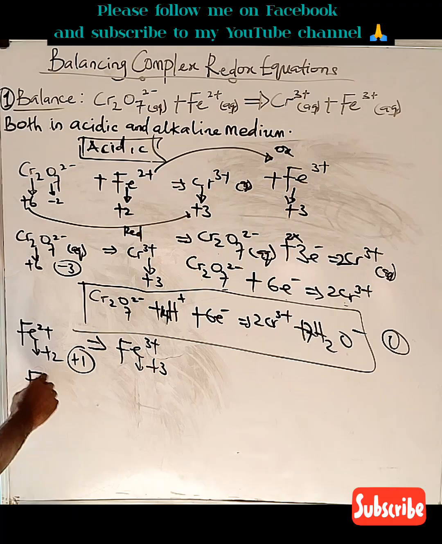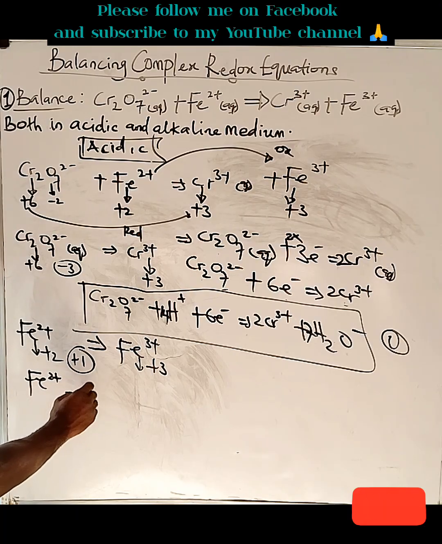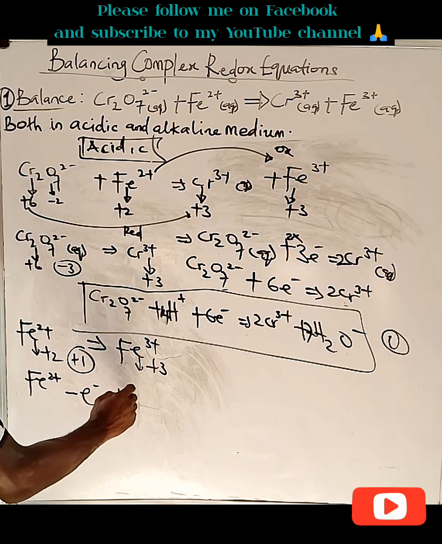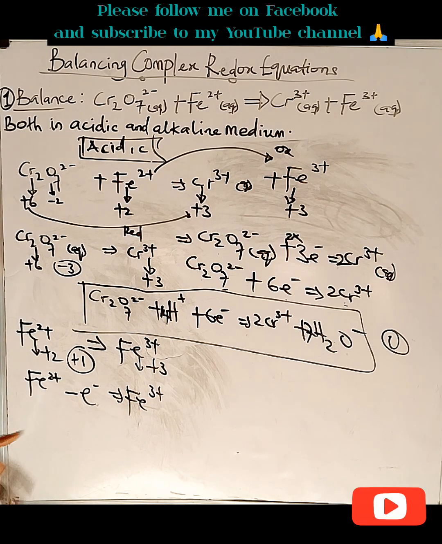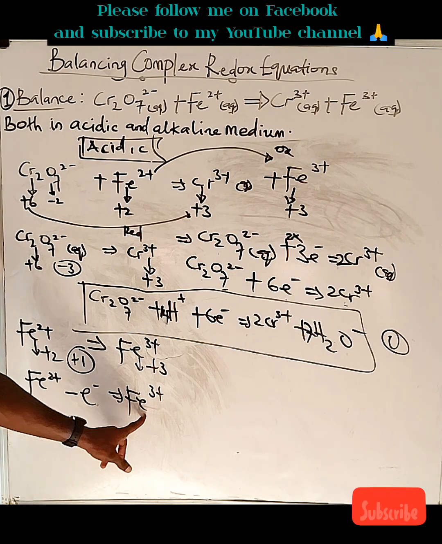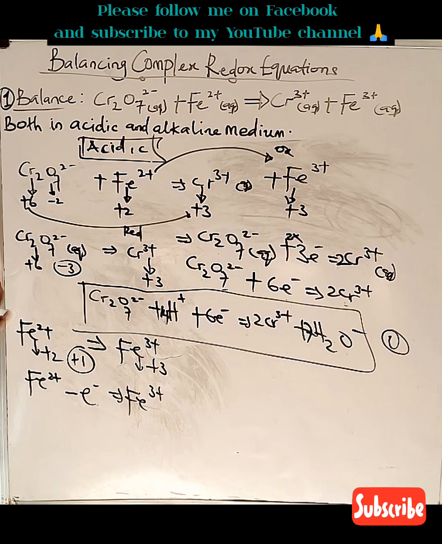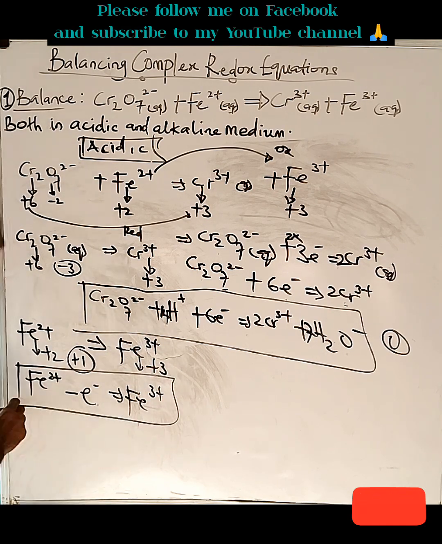So that's going to be Fe2+ minus 1 electron equals Fe3+ here. When you look at the number of atoms, 1 atom of iron, 1 atom of iron, everything is well set out. This is very straightforward. So we have this well set out.